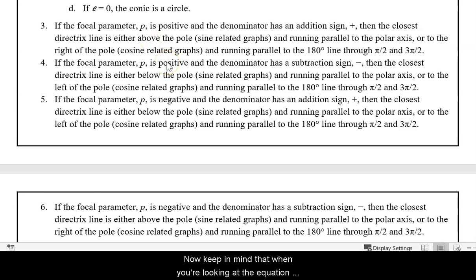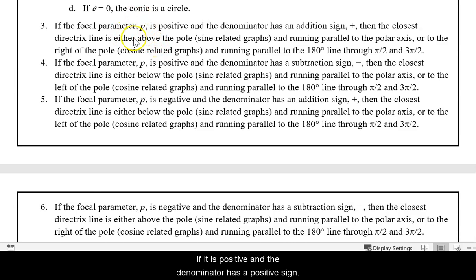Now keep in mind that when you're looking at the equation, the plus or minus sign is not a part of the eccentricity. Eccentricity is considered a strictly positive value, unless it is 0 for a circle. If we're looking then at the focal parameter, then it is the one that is carrying the positive or negative of whatever is in the numerator. That means the focal parameter could be positive or negative.